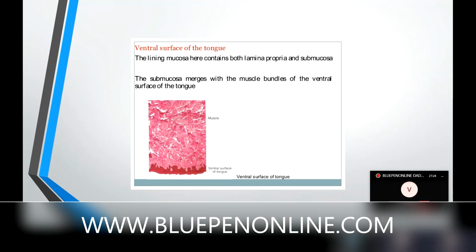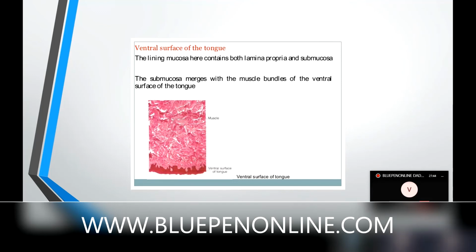So the ventral surface of the tongue, the lining mucosa here contains both lamina propria and submucosa. The submucosa merges with the muscle bundles of the ventral surface of the tongue because the ventral surface is made of muscle and not of bone. So submucosa acts as an attachment between the muscles on the ventral surface of the tongue and the lamina propria.